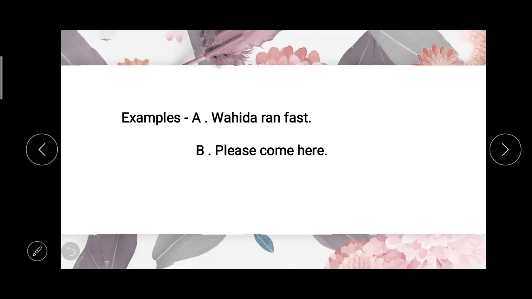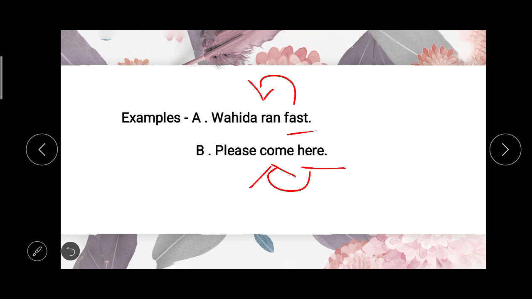So here, students, two examples are given. Number one is Wahida ran fast, and number two is please come here. So here, students, you can see the words fast and here. These words are actually giving us information about the verbs ran and come. It is telling us how the work has been done in these sentences, how the verbs have been accomplished, and they are called adverbs, meaning the words which give us more information about the verbs.